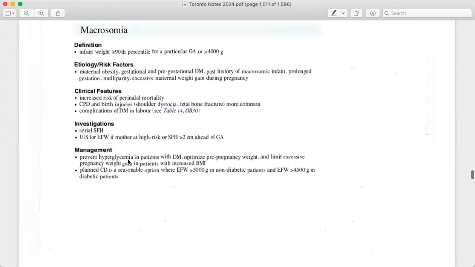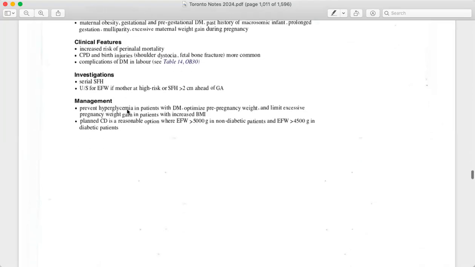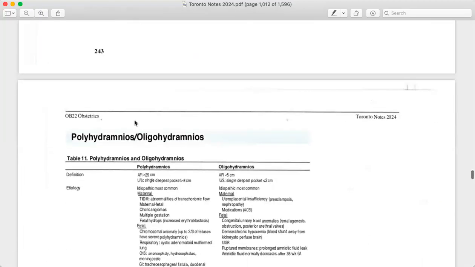A baby who presents with macrosomia and is delivered to a gestational diabetic mother experiences hypoglycemia and can present with seizures. So that's why hypoglycemia is one of the most common complications in the fetus after being born to a gestational diabetic mother. Prevention is basically controlling hyperglycemia in the patient with diabetes, optimize prenatal care, and then plan a cesarean delivery, because the fetus is so big that it's very unusual to manage a vaginal delivery.